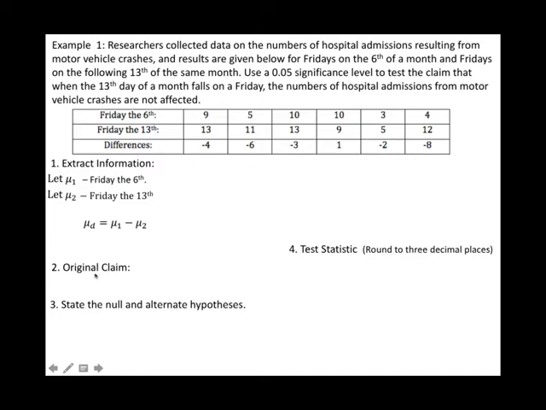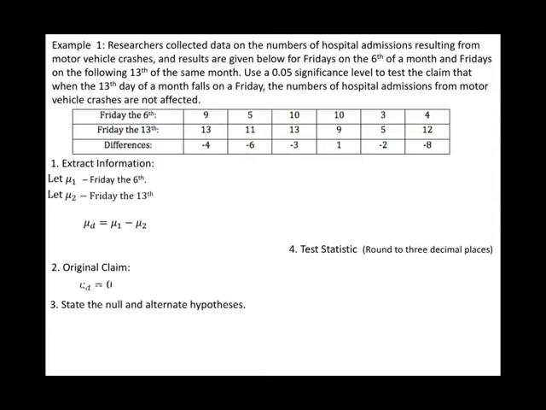Okay, now I want you guys to find the original claim. So again, for the original claim, the null and the alternate hypothesis, you need to look at the claim statement here. Okay, only with the claim statement. So test the claim that when the 13th day of a month falls on a Friday, the numbers of hospital admissions for motor vehicle are not affected. Okay, are not affected means they will have the same number of hospital admissions from the motor vehicle crash.